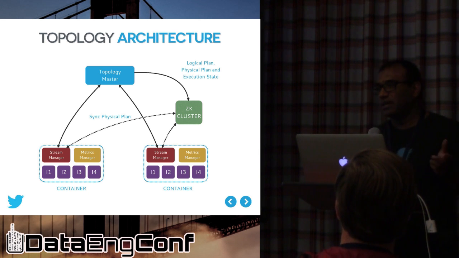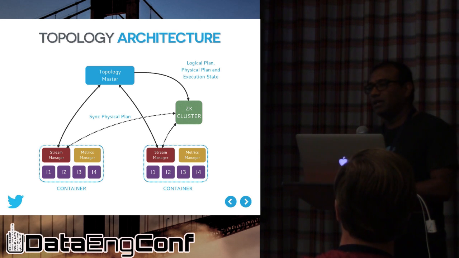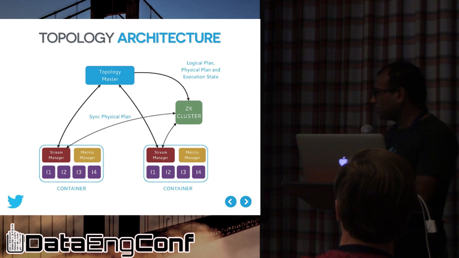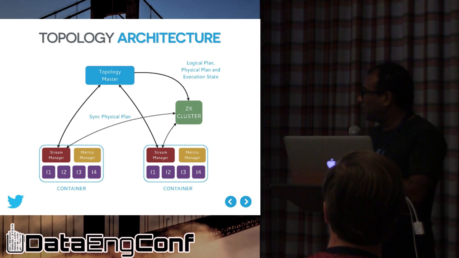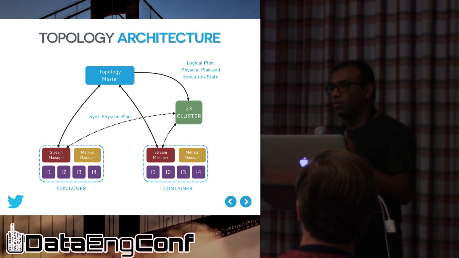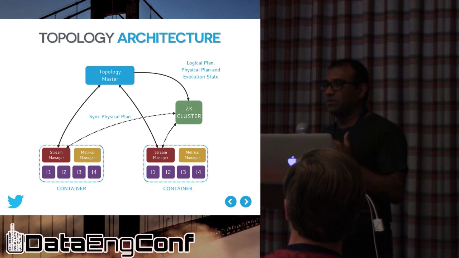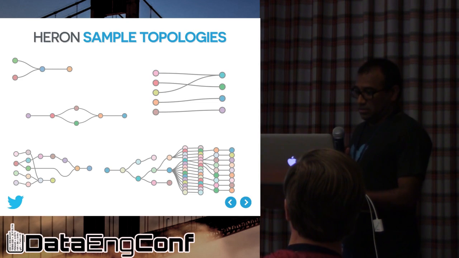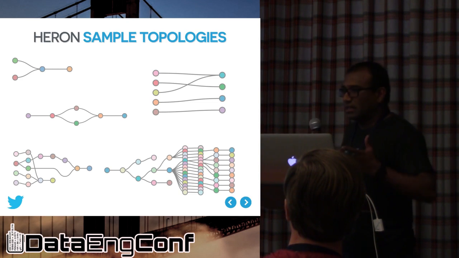The T master knows how many containers it has spawned, so all the containers have to report back. Once all the containers report, it forms what is called a physical plan and pushes that physical plan down to those containers. Once the physical plan reaches the stream manager, each stream manager knows it can connect to other stream managers. So you form what is called a fully connected graph. So that's how Heron works.